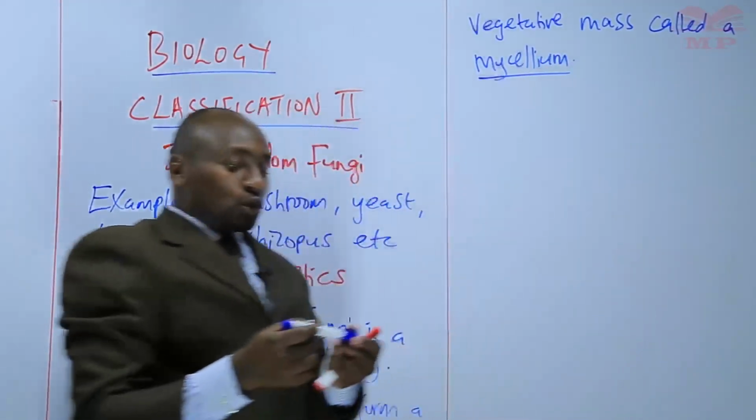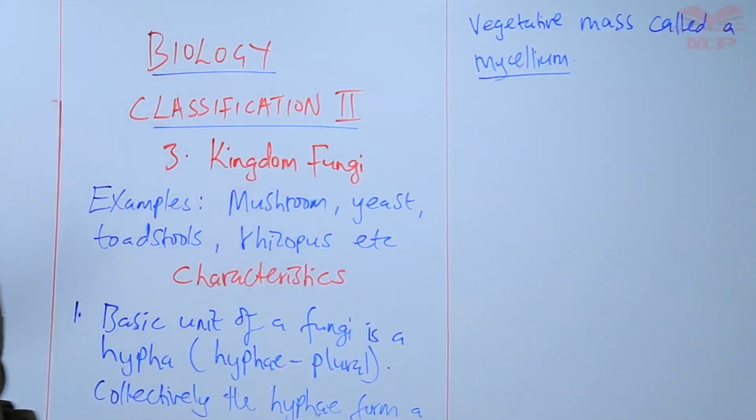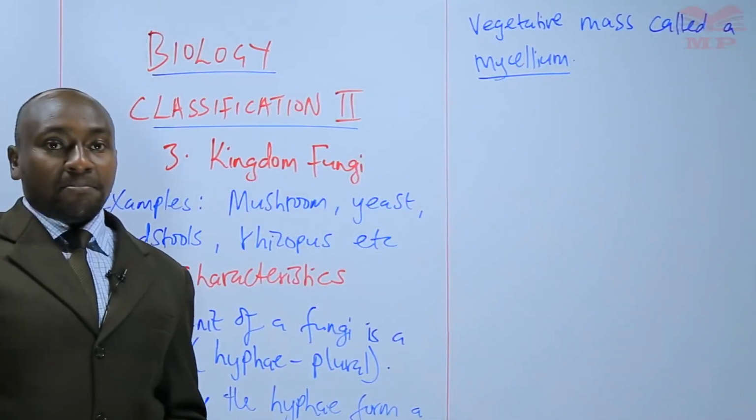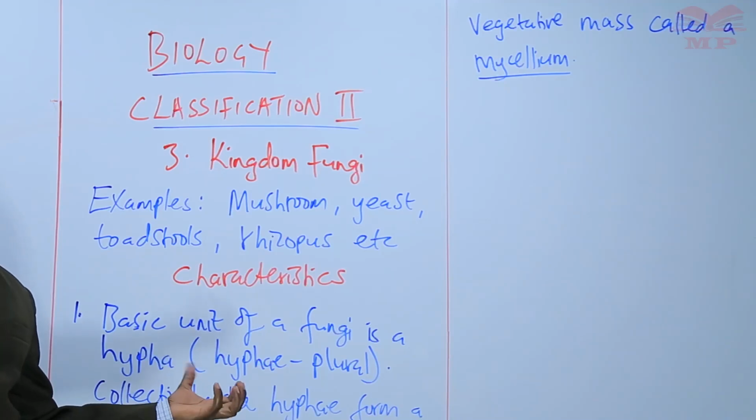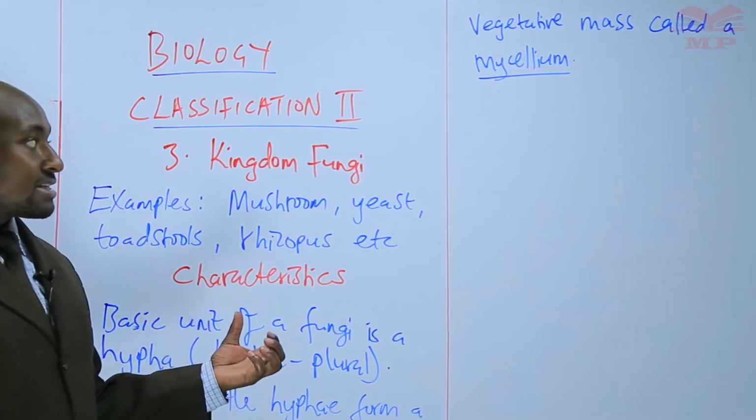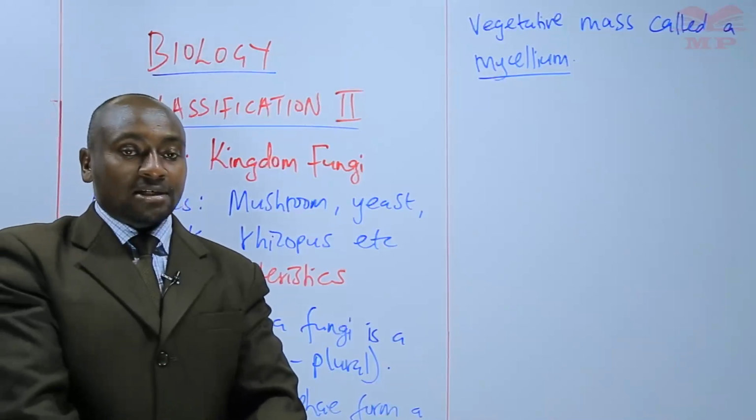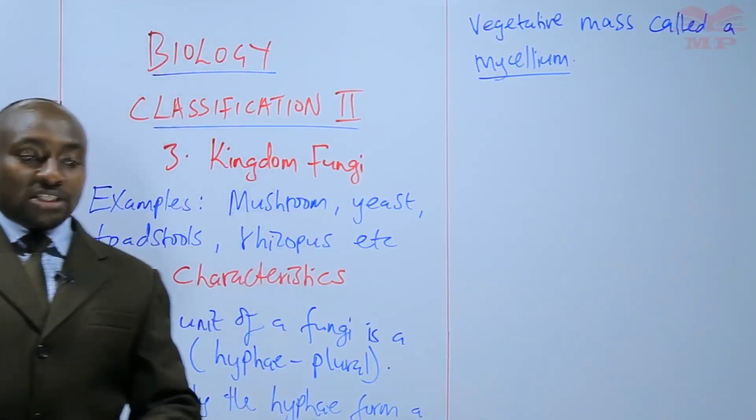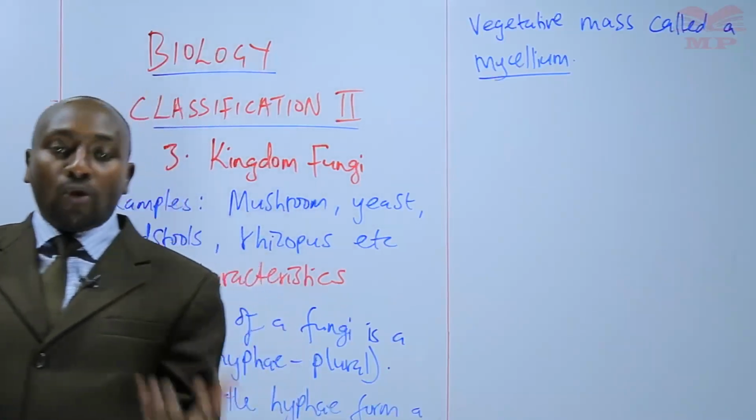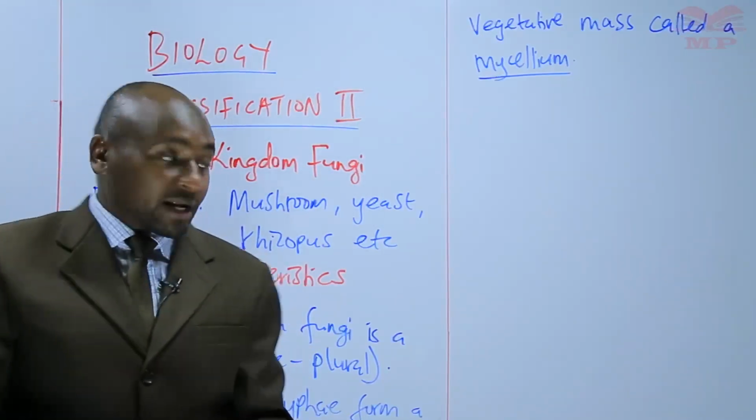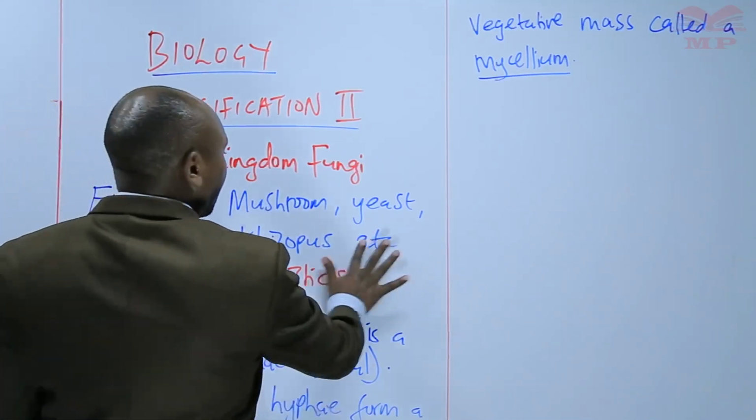Now, to understand that better, we are going to have a diagram of a mycelium. A diagram of a mycelium consisting of several hyphae. As I have said, there are those that grow downwards into the substrate. There are those that grow on the surface. For example, if it is bread, those molds that grow on the bread.